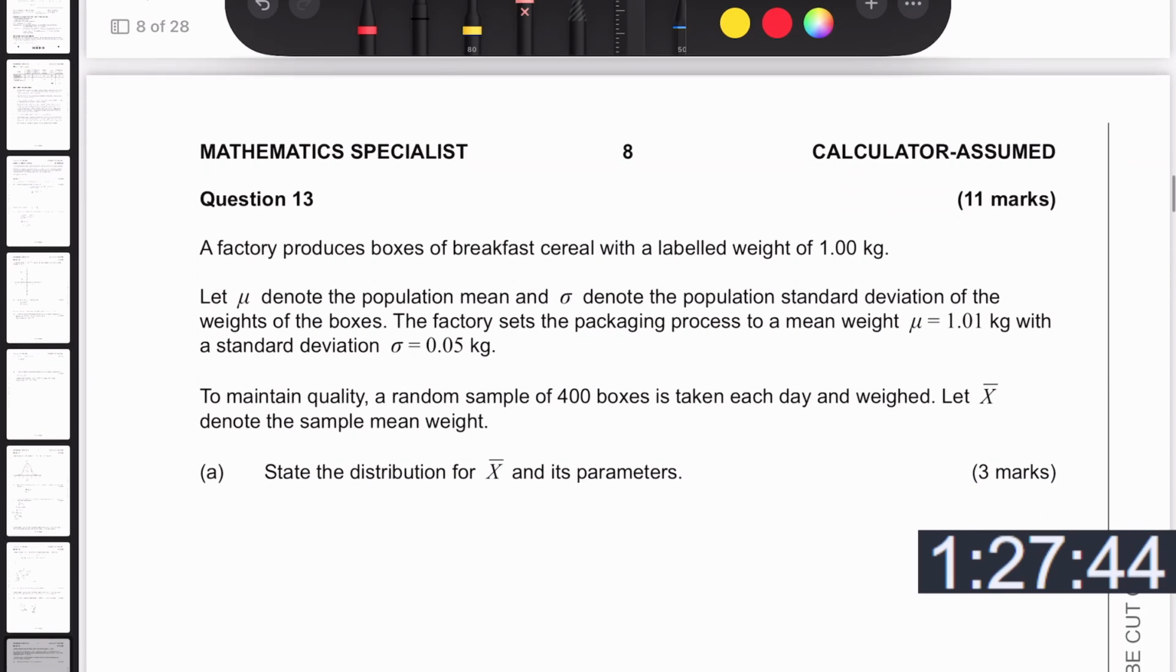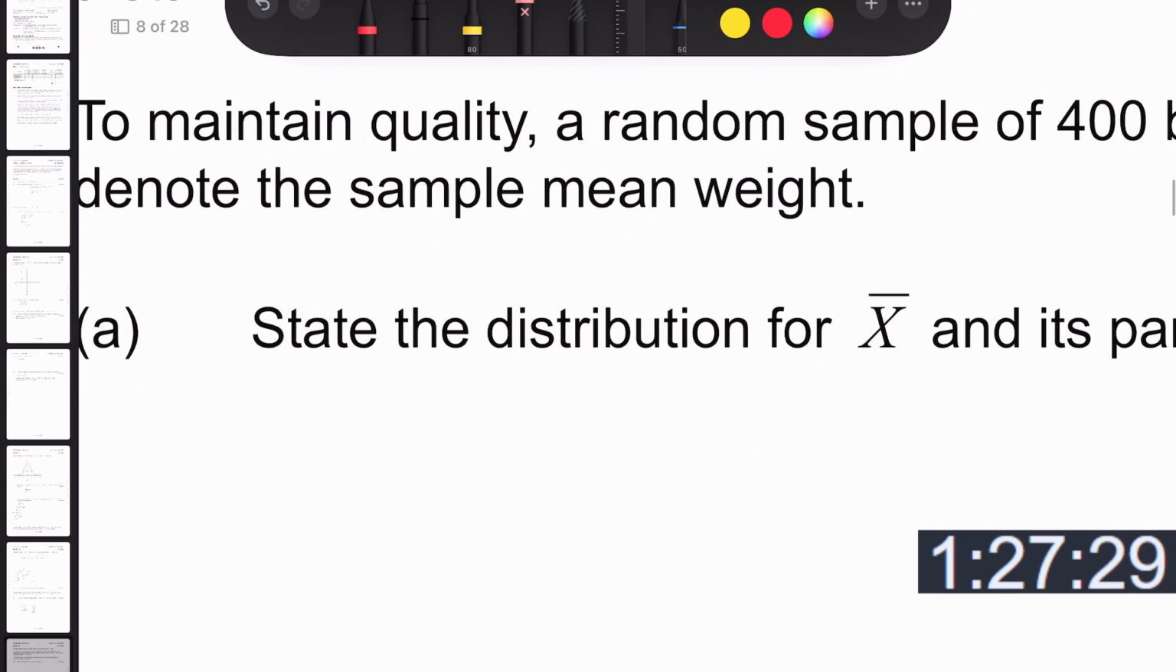Okay. The factory produces boxes of breakfast cereal with a labeled weight of 1 kilogram. Let mu denote the population mean, and sigma the population standard deviation. Okay, to maintain quality, let x denote the sample weight. So n is equal to 400, which is greater than 30. Therefore, normal distribution.